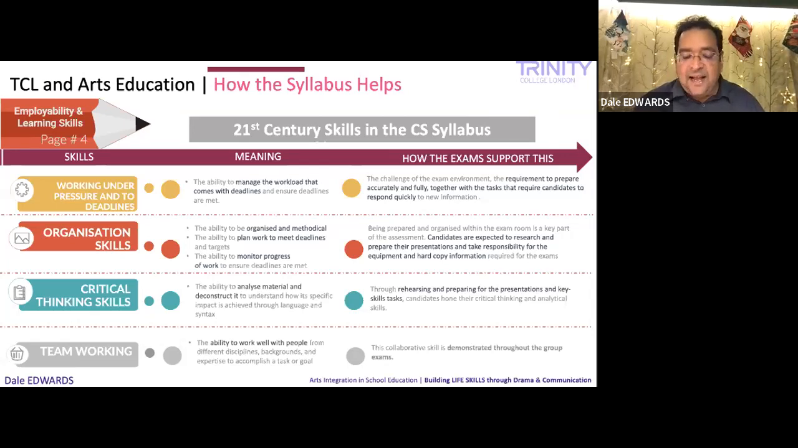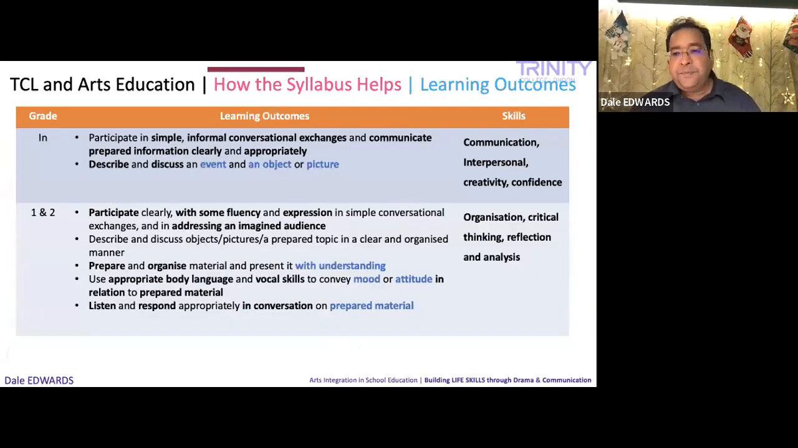But anyway, this is my favorite part, where the learning outcomes are stepped. As you can see, children and learners don't just start off with persuasion. They first start off with being able to express themselves about concrete things and then start to move to more abstract things. So even if you're a school and you don't do Trinity exams, that doesn't mean you cannot use our syllabus.